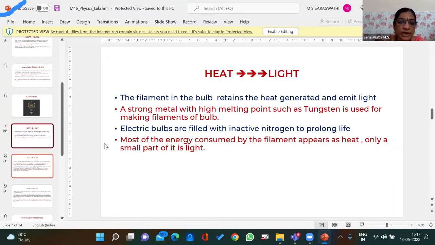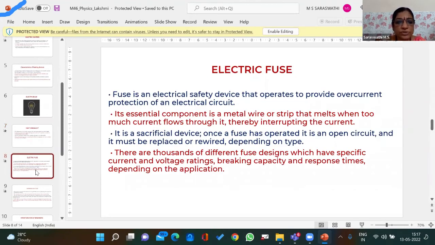And why are the bulbs filled with nitrogen? To prolong the life of the filament. If it is filled with air, at that high temperature, it reacts with oxygen in air and gets oxidized. So the life of the filament will be reduced.